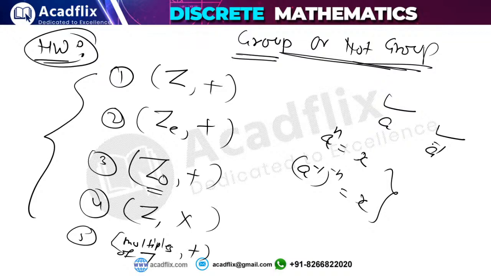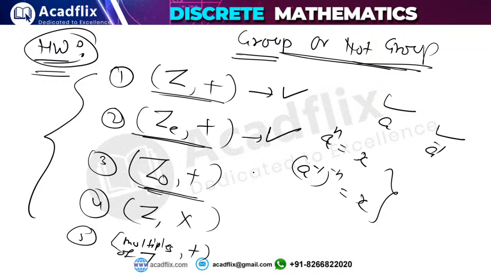Now this is the homework question. This is Z comma plus, this is the set of even integers, this is the set of odd integers, this is Z under multiplication, and in this one our base set is multiples of 7 and the operation is addition. Let me give you answers. This is a group, this is a group, this is not a group, this is not a group, and this is a group. You can check all four properties and try to verify.